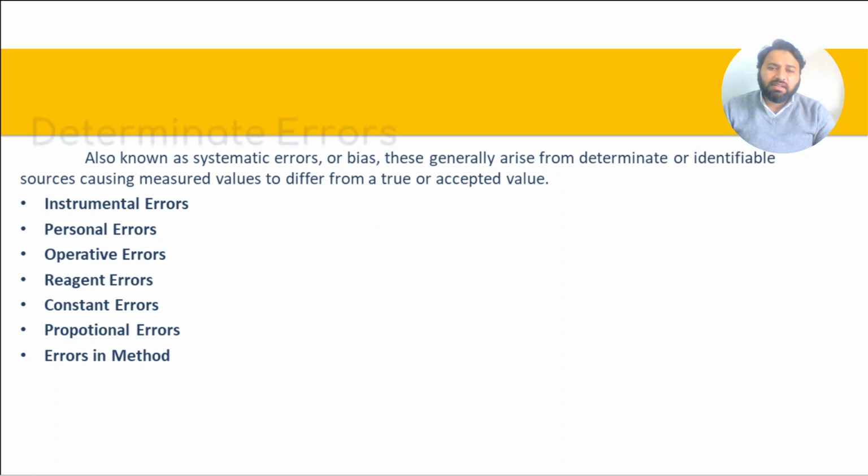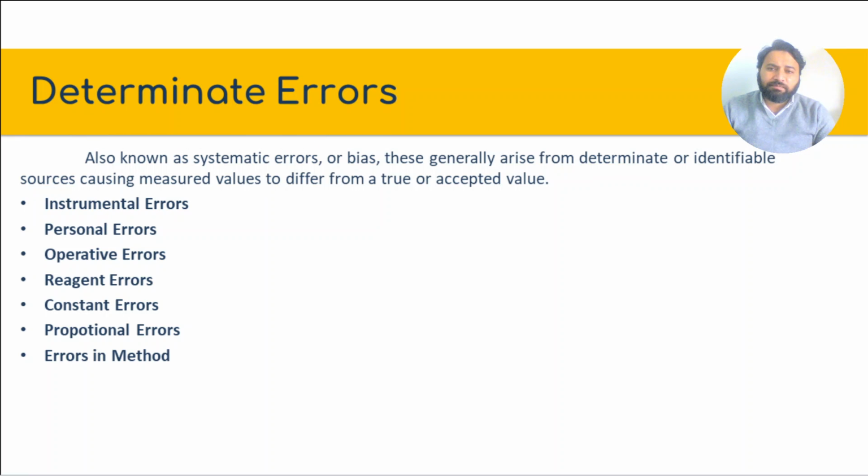The first is determinate errors. These errors are determinable and presumably can be either avoided or corrected. Such types of errors are also known as systematic errors. These errors are well known in pharmaceutical analysis.